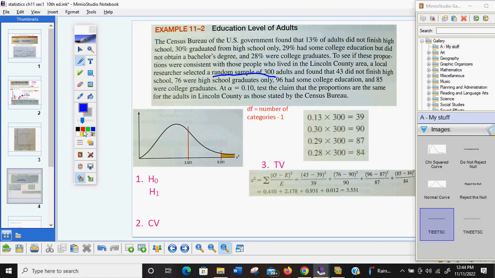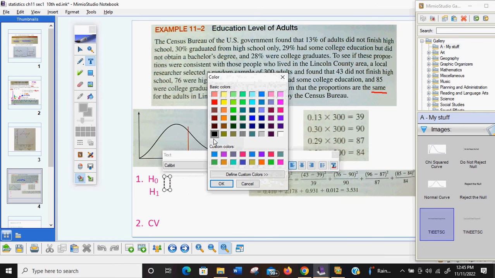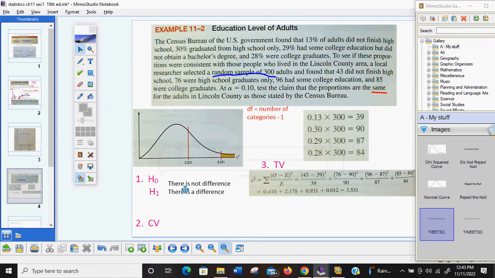Okay, that's important right there. They say the proportions are the same for the adults in Lincoln County as stated by the Census Bureau. Well, remember, for these type of problems, we can have there is no difference. Let me change that back to black ink. So we can say there is no difference. That means they're the same. And there is a difference. That can be our null and alternative.